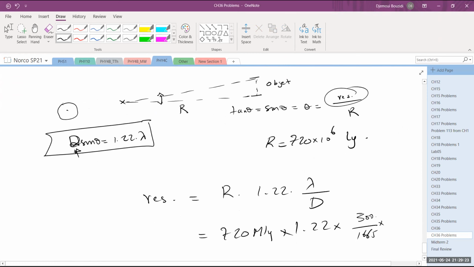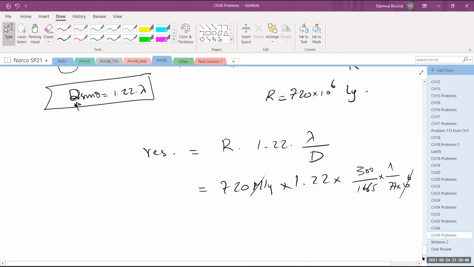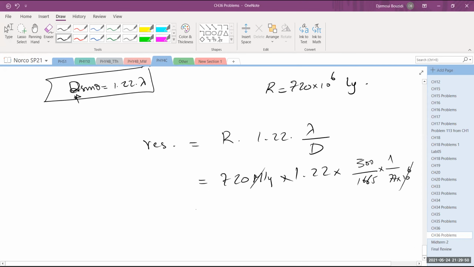So this is in meters now. The distance D, this is lambda. The distance D is 77,000 kilometers, or 77 times 10 to the power 6 meters. So this is in meters, this is in meters, so the answer is going to be automatically in light years. Cancel the mega with the mega in here, because both of them are 10 to the power 6. So we'll be left with the following numbers, and the answer is going to be in light years, by the way.